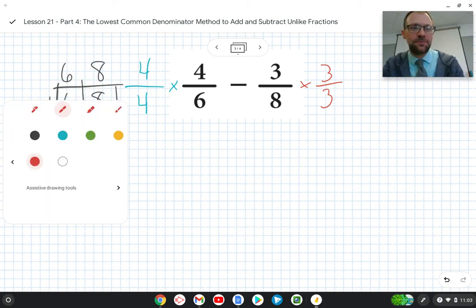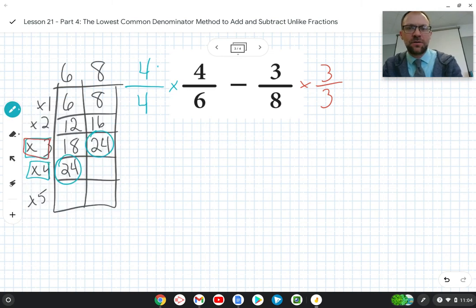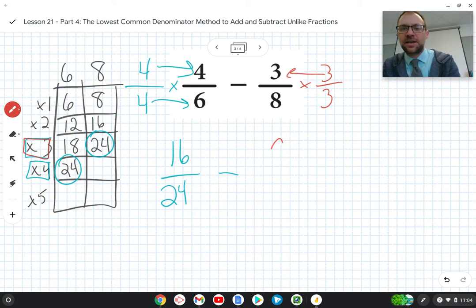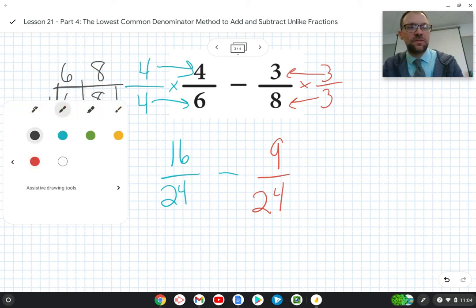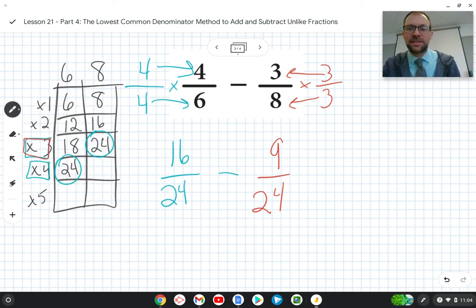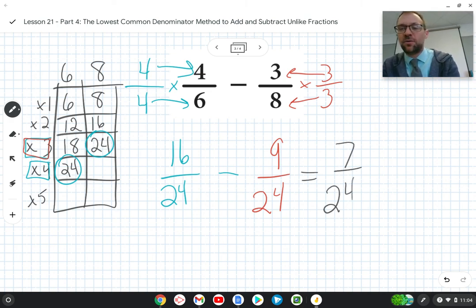Let's go ahead and do that. So we have 4 times 4 is 16, and 4 times 6 is 24. And then we're going to subtract. And we have 3 times 3 is 9. And 3 times 8 is 24. We're left with 16/24 minus 9/24. And that gives us 7/24.